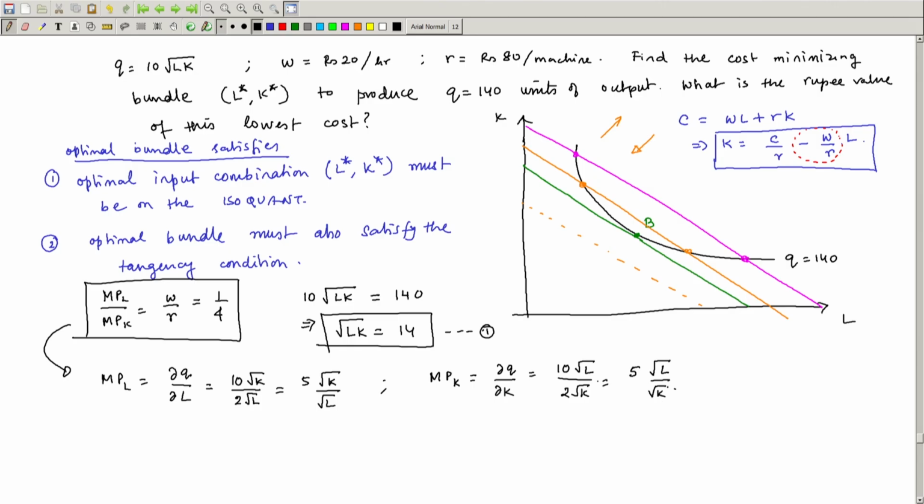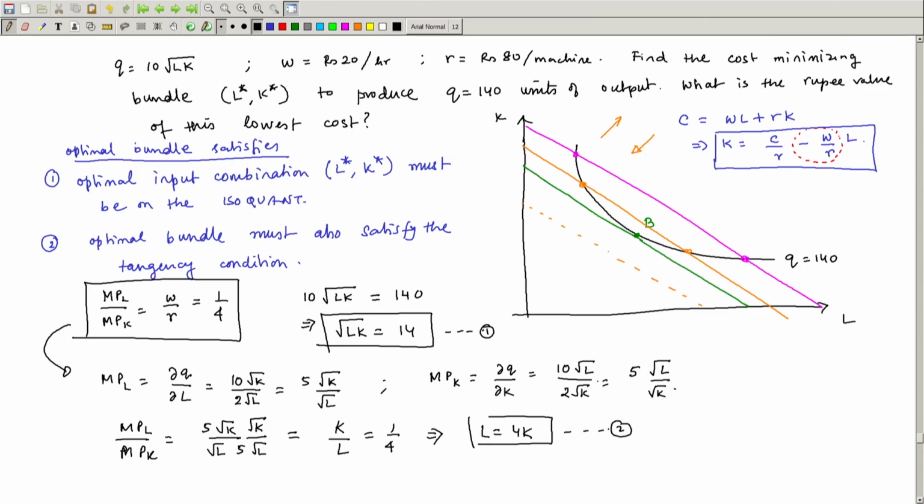Okay. So, let us make use of MPL and MPK. That gives me MPL divided by MPK equals 5 times root K over root L divided by 5 times root L over root K, and I will take the root K up here. If I simplify this, it turns out to be K upon L, and based on the tangency condition, this K upon L must be equal to 1 upon 4 W upon R, which means that L must be equal to 4K. So this is my condition 2.